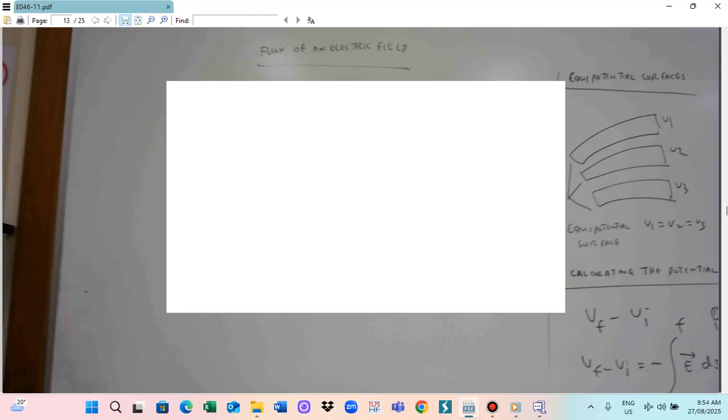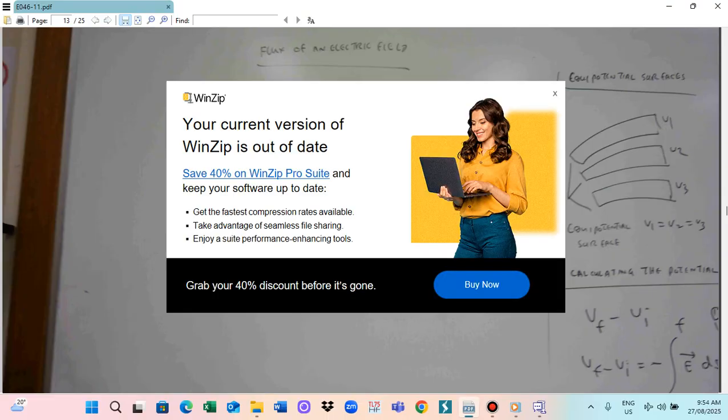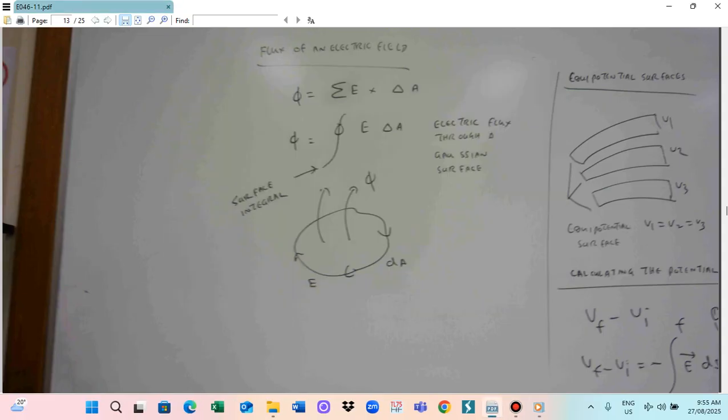So the electric flux through the Gaussian surface is phi equal to the surface integral of E multiplied by A. This is the surface integral, the surface integral of E into delta A. So this is how the electric flux can be calculated.